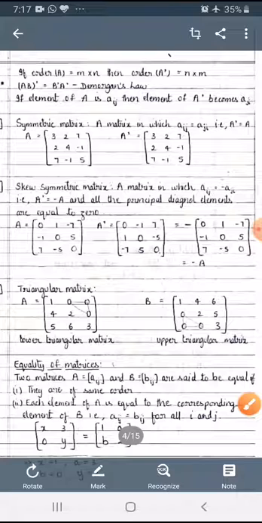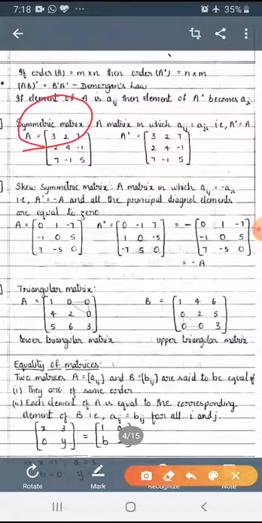Now, a very important matrix is the symmetric matrix. What is a symmetric matrix? After interchanging, there is no change in the matrix. So once again, after interchanging, there is no change in the matrix.